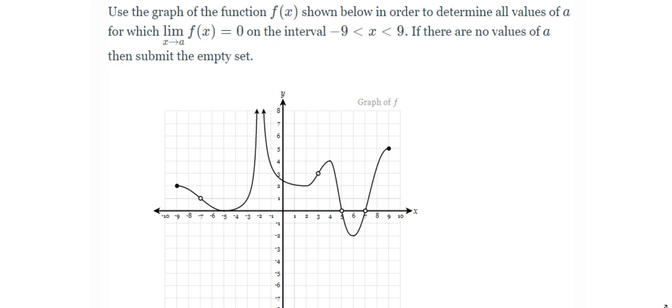It looks like as you come closer and closer to negative 5 here, we are getting a y value of 0 from the left and from the right. So negative 5 is definitely one of the answers to this question. I got another one coming over here. It looks like we're coming from the left, we're coming to 0, and from the right, we're coming to 0. So 5 is another one. 7, yeah. From the left, we're getting 0, and from the right, we're getting 0. So 7. You actually have 3 of them. Negative 5, 5, and 7.